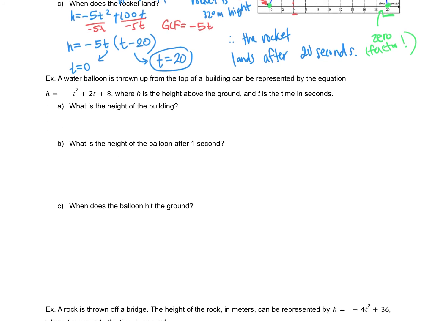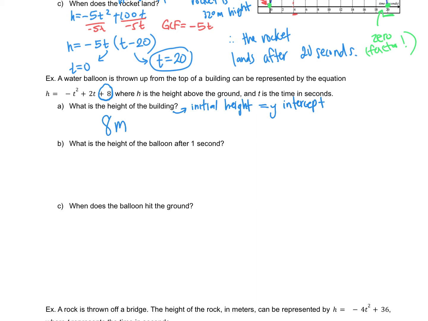So a water balloon is thrown up from the top of a building and can be represented by the equation h equals negative t squared plus 2t plus 8, where h is the height above the ground and t is the time in seconds. What is the height of the building? So that's asking you for the starting height, or the initial height. And we know that means y-intercept. And because I'm giving you the equation in standard form, here's our y-intercept right there, 8 meters.